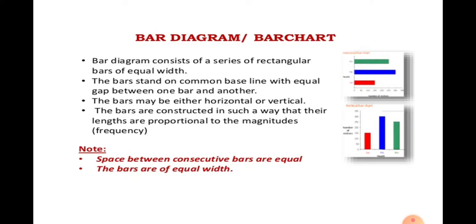The very first one is bar diagrams, also known as bar chart. A bar diagram consists of a series of rectangular bars of equal width. The bars stand on a common baseline with equal gap between one bar and another. The bars may be either horizontal or vertical. The bars are constructed in such a way that their lengths are proportional to the magnitude or the frequency. Space between consecutive bars is equal. The bars are of equal width. Their width or breadth is the same, but their length depends on the value.